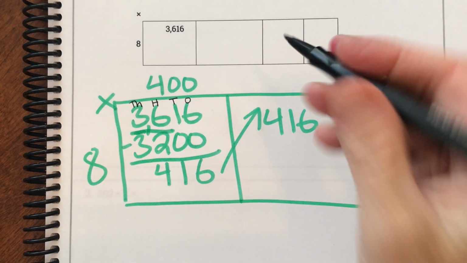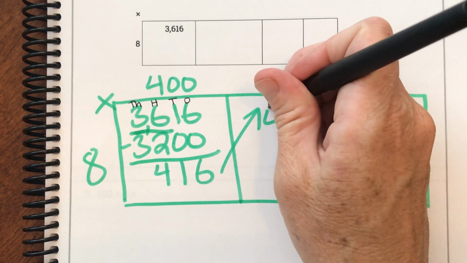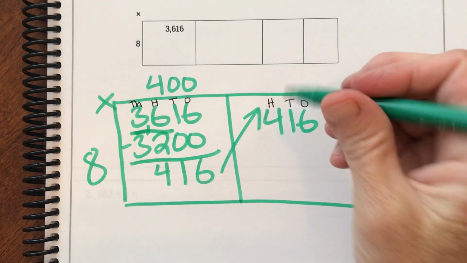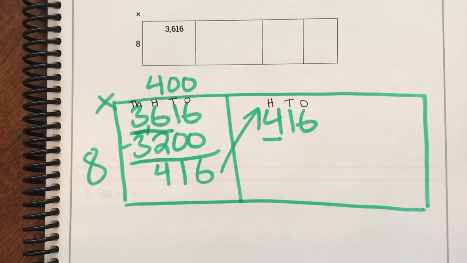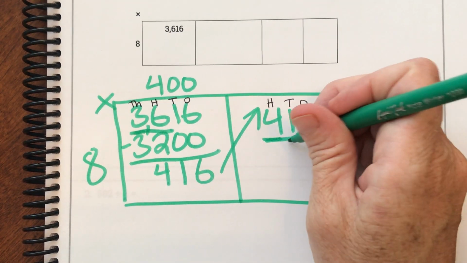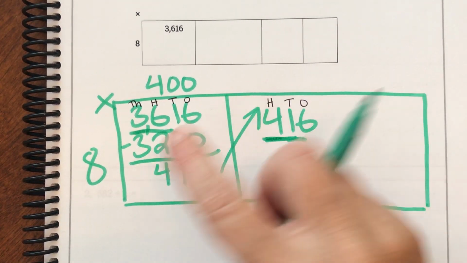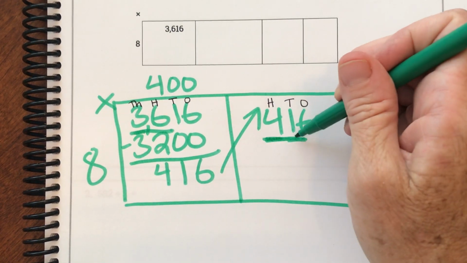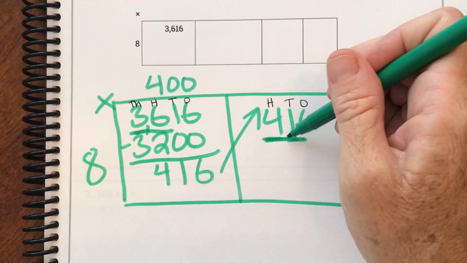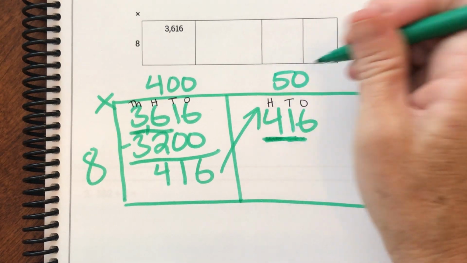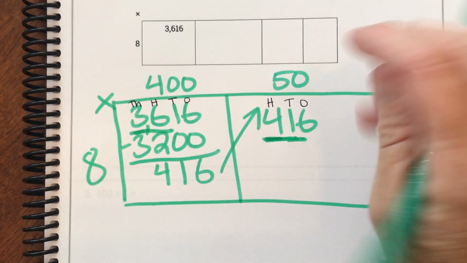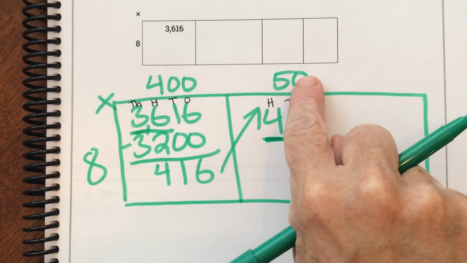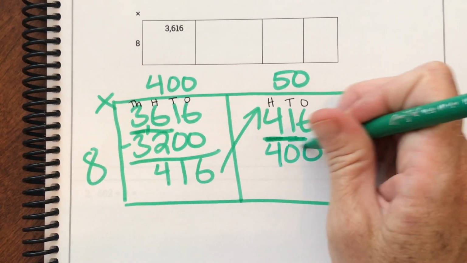And that's my ones, tens, hundreds. Okay, can 8 fit into 4? No. Can 8 fit into 41? Yes. 8 times 5 is 40. So it's going to be 5, but look where we're at. We're in the tens. So it's not 5, it's 50. Okay, what is 50 times 8? 5 times 8 is 40, with 1 extra 0 is 400.